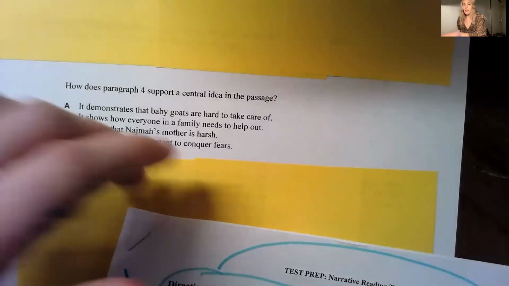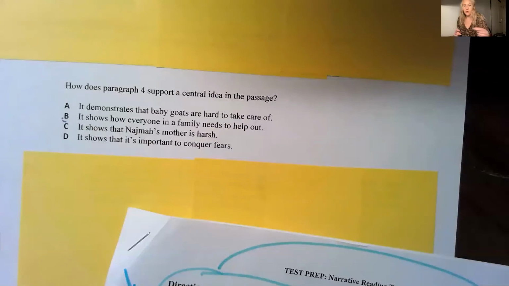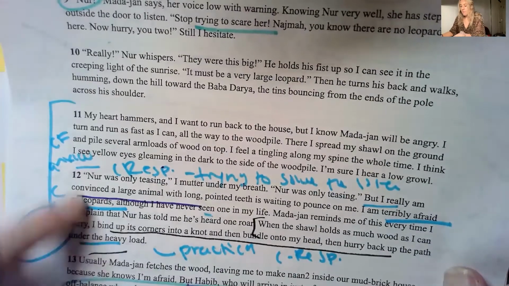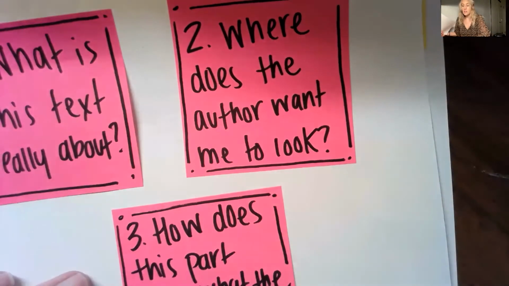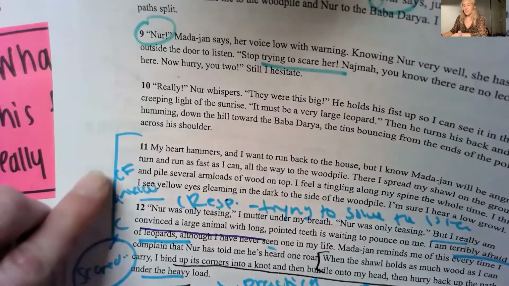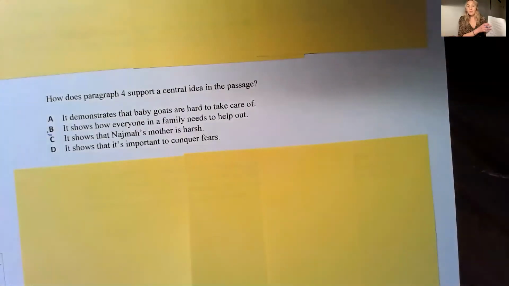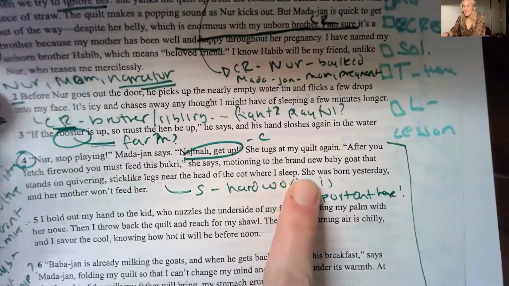Okay, this is tricky because I know that fear is an important part of the story. Like I remember a lot of my jots later on are about fear, overcoming fear for the sake of your family. So when you think about it, I'm really looking back at the text, like where does the author want me to look? Does the author want me to look over here in paragraphs 10, 11, 12? No, the author wants me to look at paragraph 4. Does paragraph 4 have any details about fear? Can I touch them with my finger? Any details about fear? Not really.